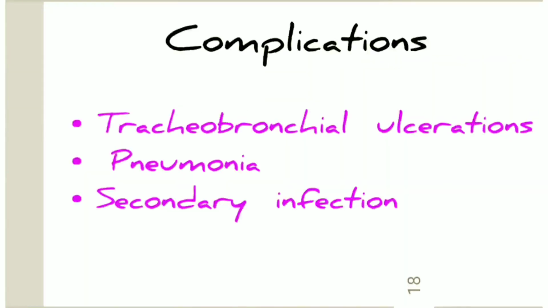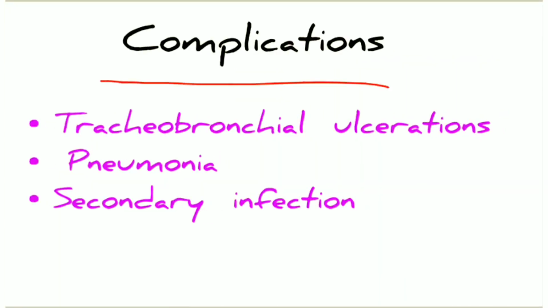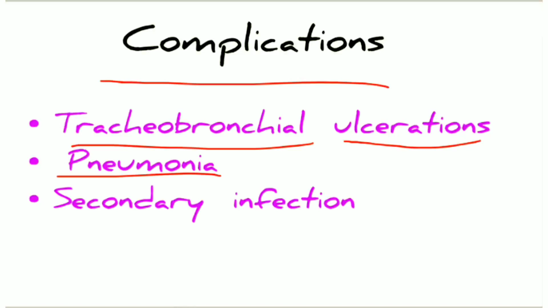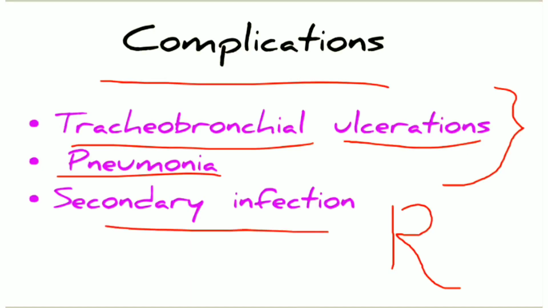Now let us see the complications of Stevens-Johnson syndrome. Here tracheobronchial ulceration can be seen and also pneumonia can be seen. These are the respiratory disorders that can be seen in complicated lesions of Stevens-Johnson syndrome, and secondary infection can also occur. So these are the complications.